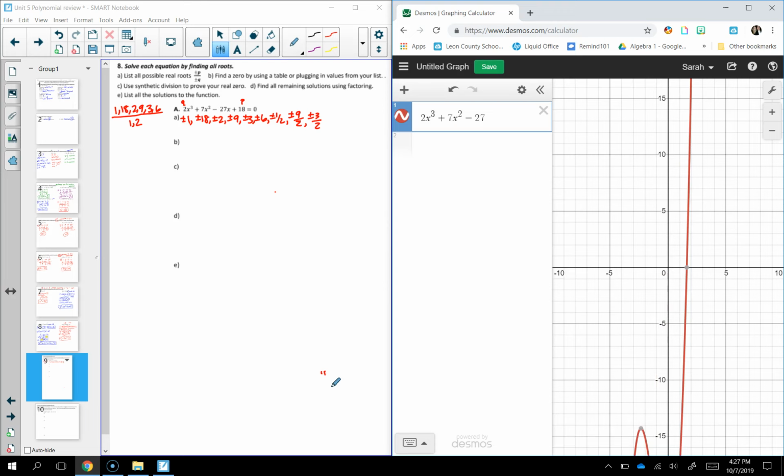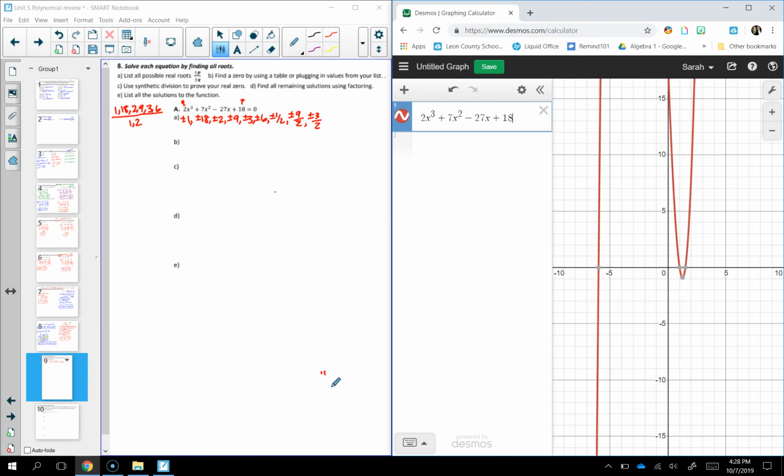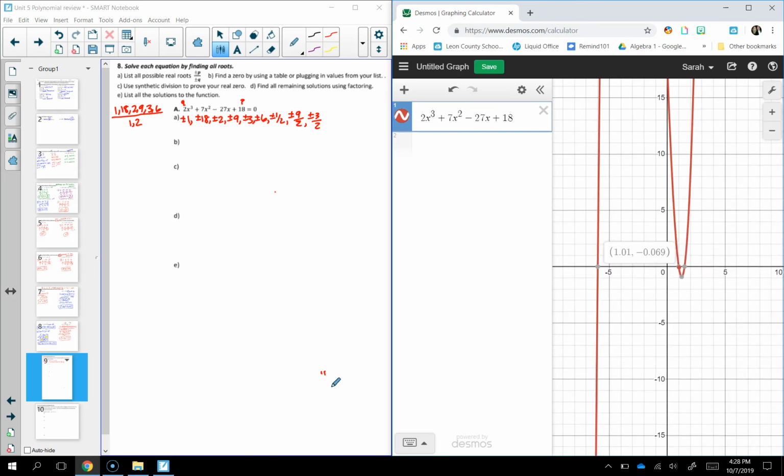Minus 27x, and then plus 18. Alright, so looking here, I see my intercepts. There's 1, 2, 3. So we're going to pick one of them. It does not matter which one. I'm going to pick 1.